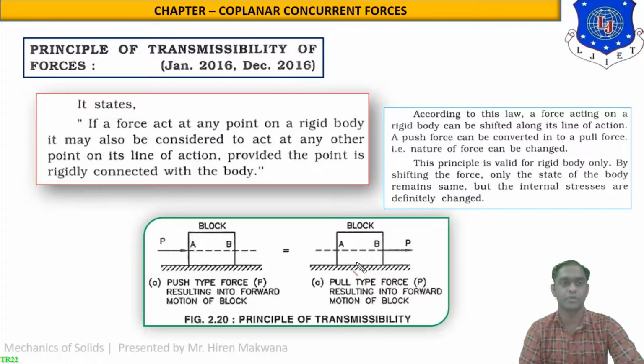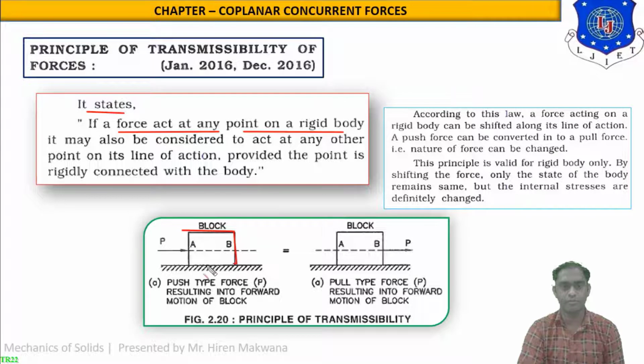Let us discuss one more theory. This is the principle of transmissibility of forces. Let us first see the statement. It states, if a force acts at any point on a rigid body, you can see this is the rigid body of block AB and the force P is acting at point A, it may also be considered to act at any other point.